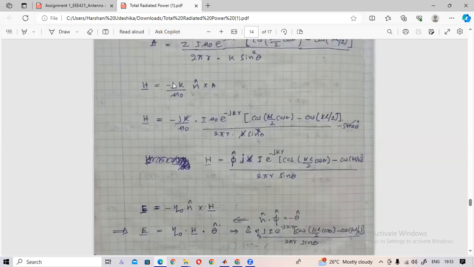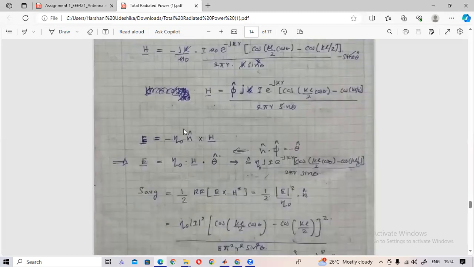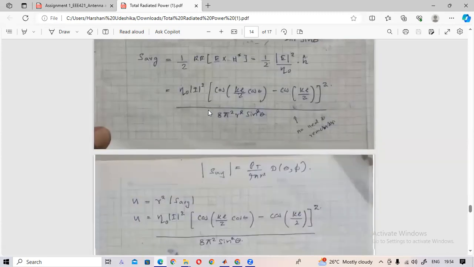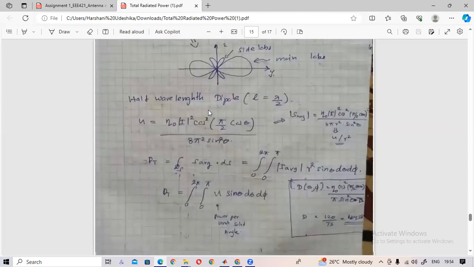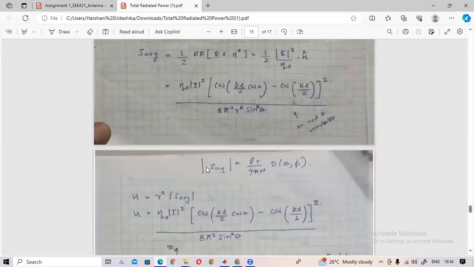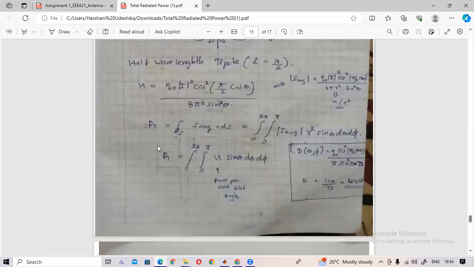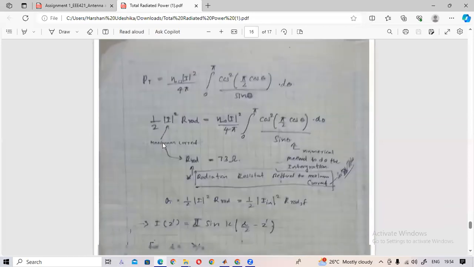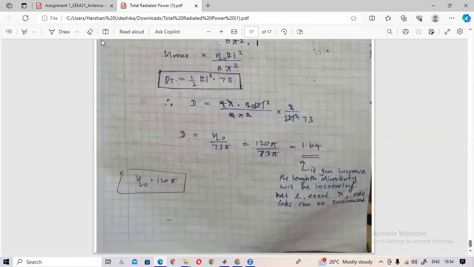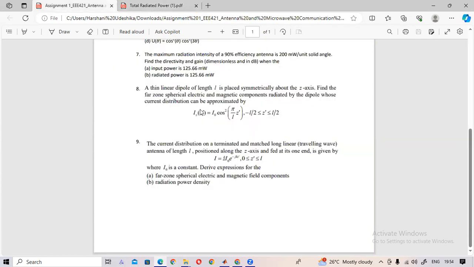Then you can derive the H field and E field using the magnetic vector potential A. Then we can derive the average power density, and then the total radiated power, and so on. First thing is you need to apply this current distribution and find the magnetic vector potential. That integration may be hard.